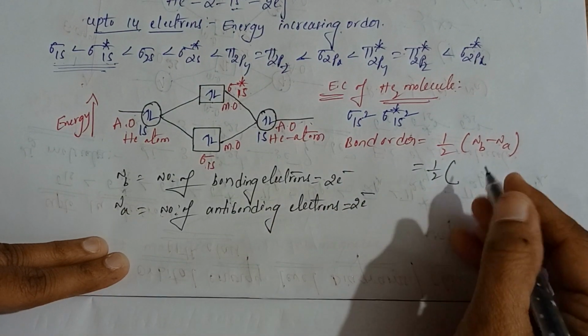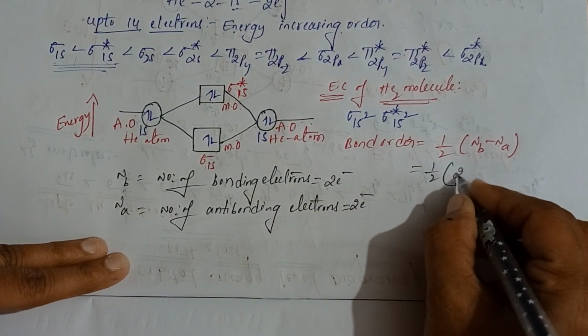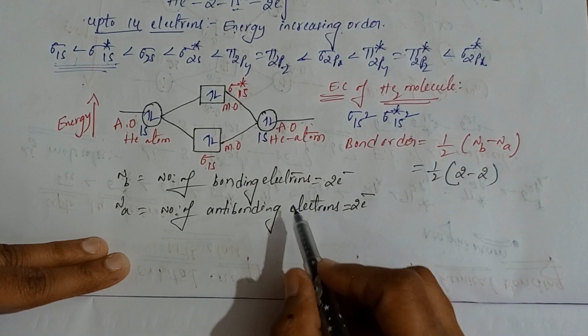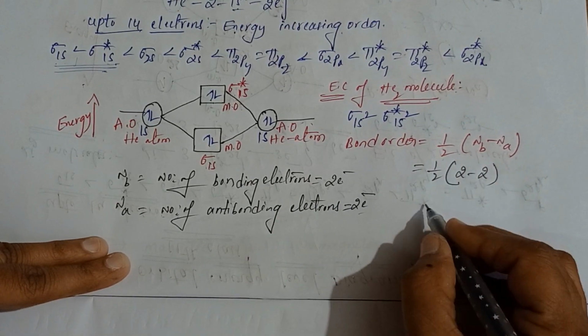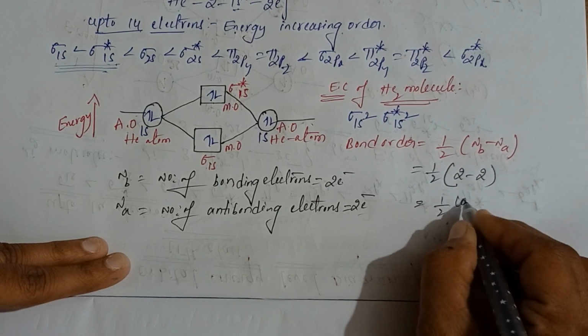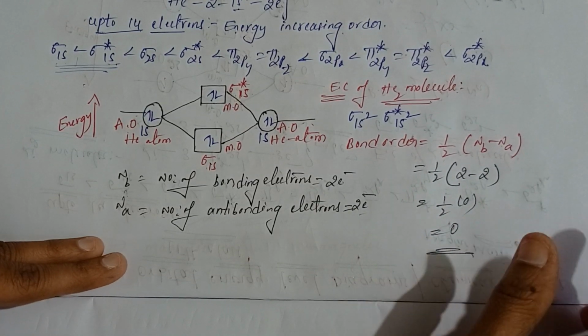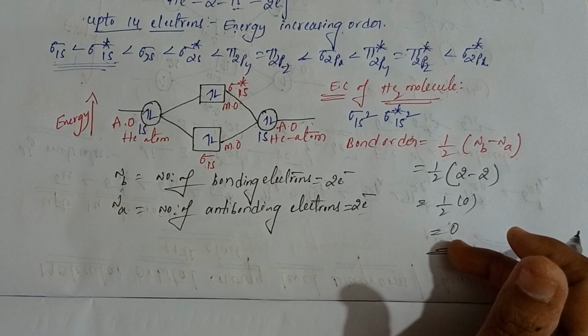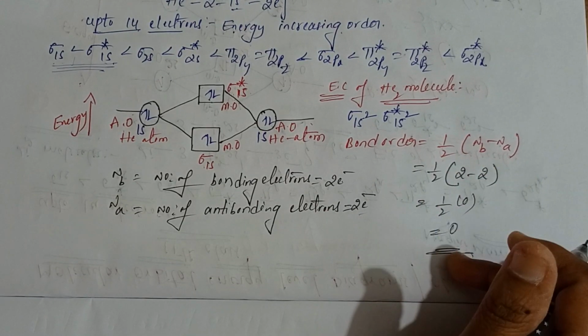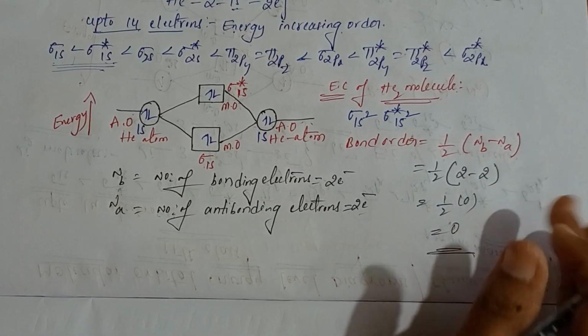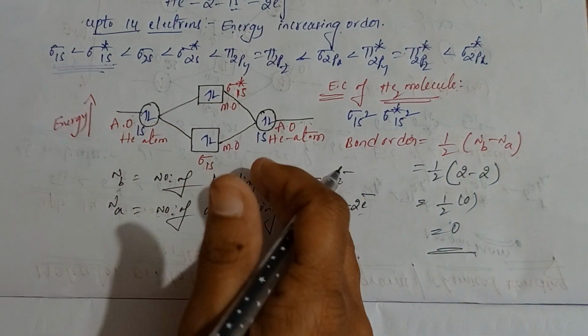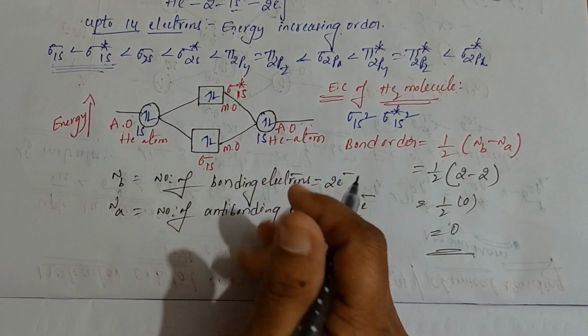So 2 electrons, students. Now NB minus Na means how much? 2 minus 2. NB is 2, Na is also 2. So 2 minus 2 is nothing but 0. So you will get the answer 0. That means the bond order value is 0. Bond order is equal to 0, students. So tell me, is this molecule existing? Is this He2 molecule stable or not?